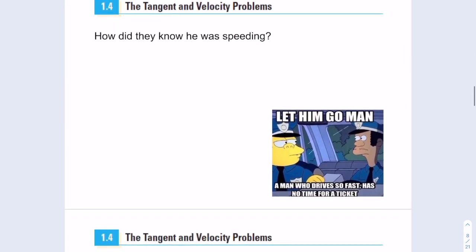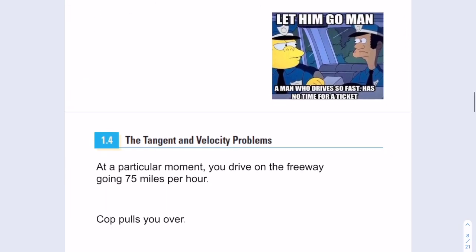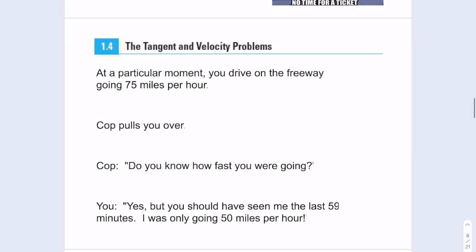Okay, so here's your second scenario. All right? And I'll read it out loud for you guys. You don't have to write this part down, just think about the scenario. So at a particular moment, you were driving on the freeway going 75 miles per hour. Cop turns on his light, he pulls you over, and then he asks you, do you know how fast you were going? And then you said, yes, but officer, you should have seen me in the last 59 minutes. I was only going 50 miles per hour.